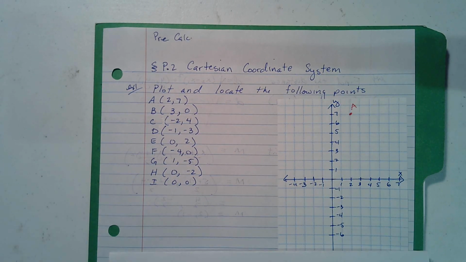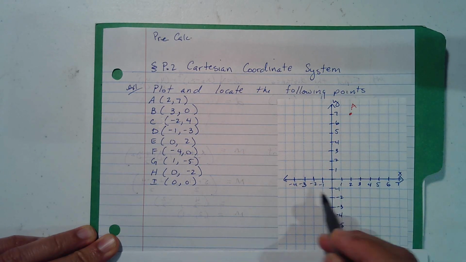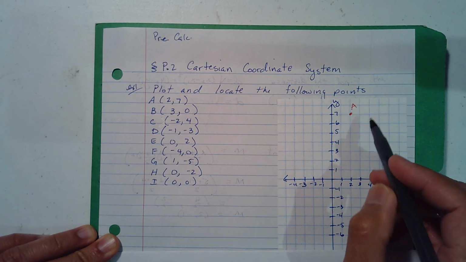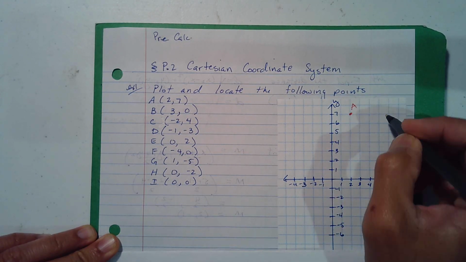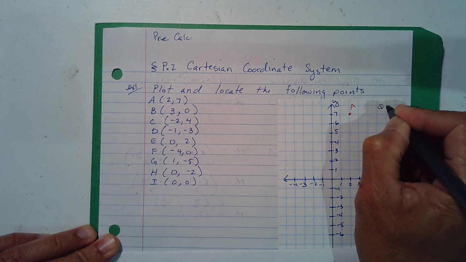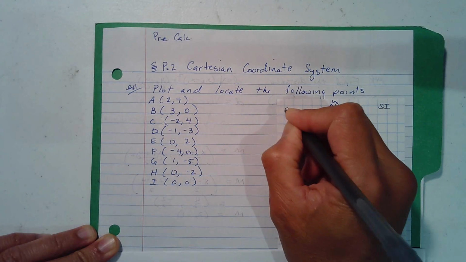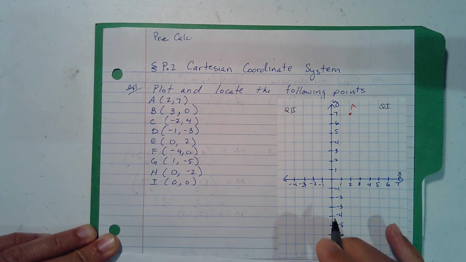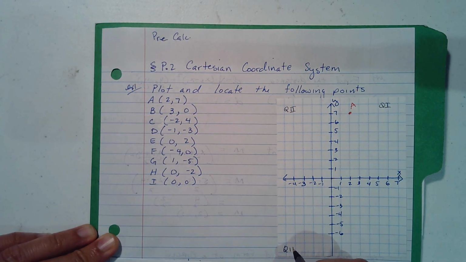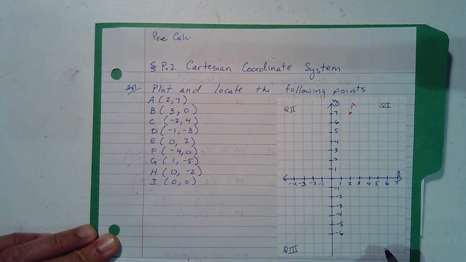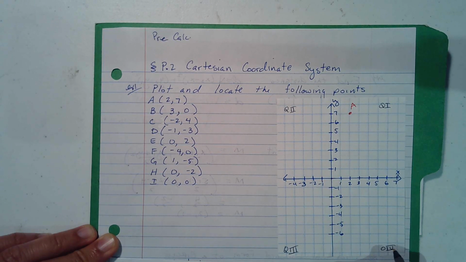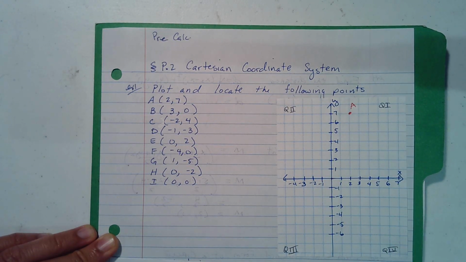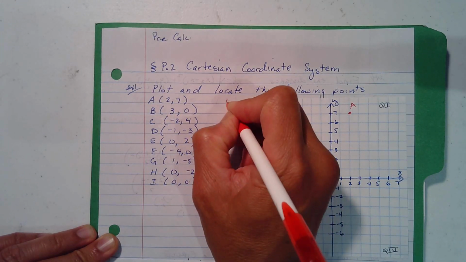And we also know that when we have the x-axis and y-axis, it breaks up into 4 quadrants. This is known as quadrant 1, quadrant 2, quadrant 3, and quadrant 4. So A is in quadrant 1.